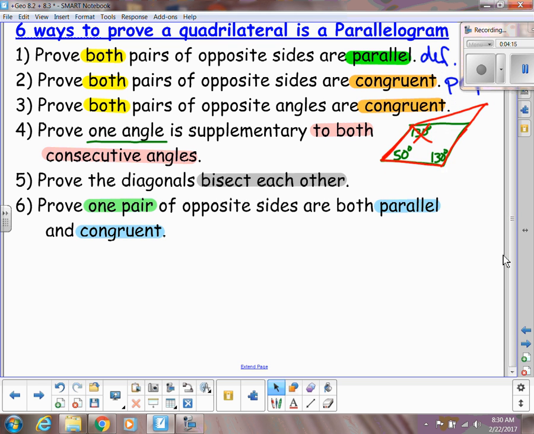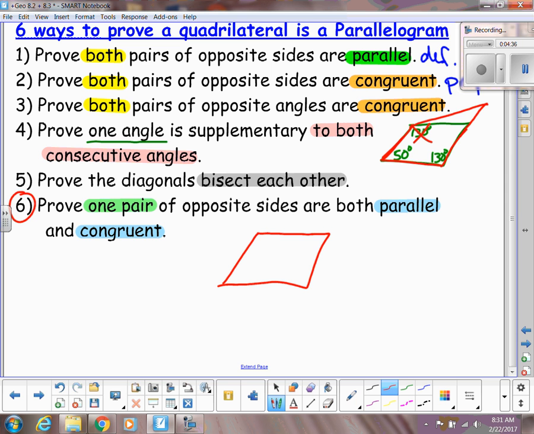Another way is you can show that the diagonals bisect each other. So if you can prove that the midpoint is the same for both of those diagonals, you can show that they bisect each other. This last one is a unique one for showing that it's a parallelogram. So if I show that one pair of opposite sides is both parallel and congruent, then I can also say that that's a parallelogram. So you have these 6 ways, and you can see those on your proof cards.